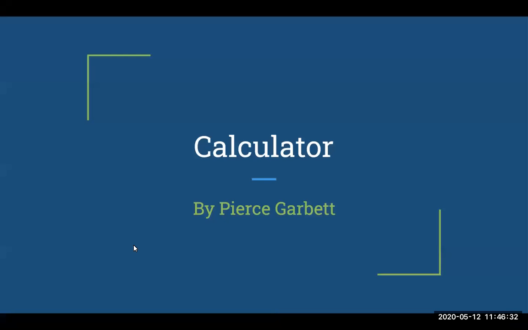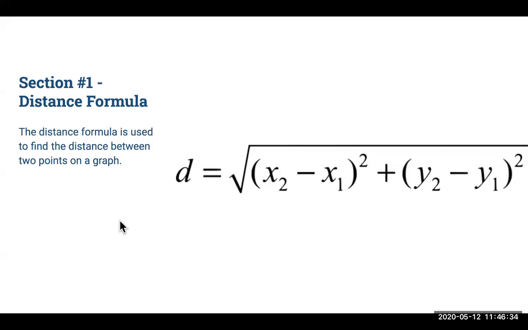So I have many sections of this calculator, but I'll go section by section. Section number 1 is the distance formula, which is used to find the distance between two different points on a graph. The formula for this is d equals the square root of (x2 minus x1) squared plus (y2 minus y1) squared.